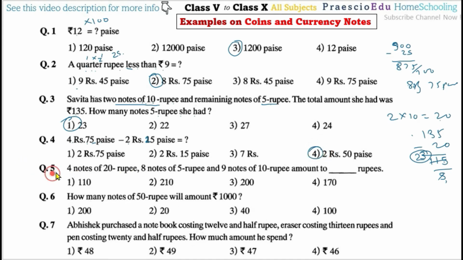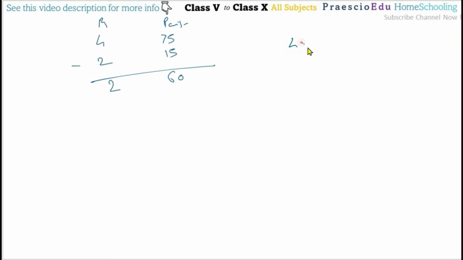Now question number 5: 4 notes of 20 rupees, 8 notes of 5 rupees, and 9 notes of 10 rupees. So we have to calculate the total amount of rupees. So 4 multiplied by 20, so it's 80 rupees.